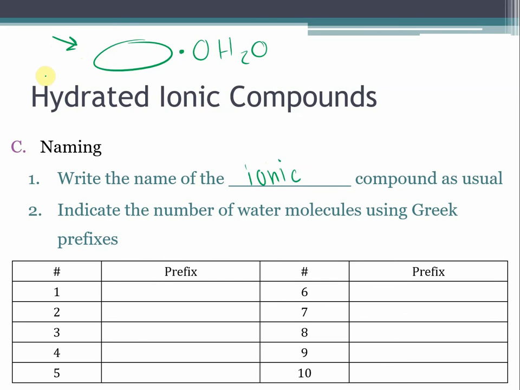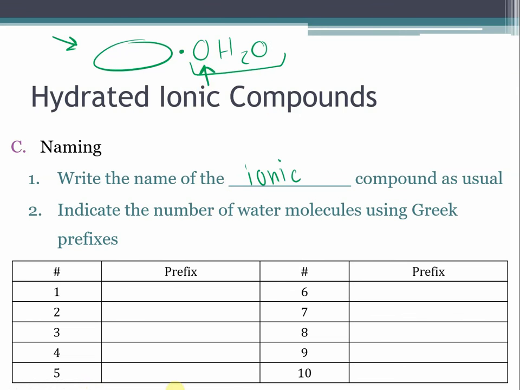Name the first thing, name the second thing, metals, nonmetals, polyatomic ions, all that good stuff. Name the ionic compound as usual. And then for the second part, indicate the number of water molecules using the Greek prefixes that we learned in the last video with covalent naming.